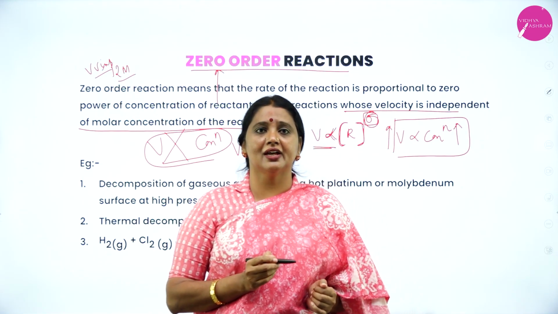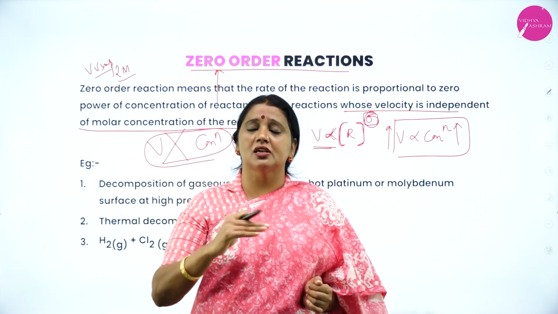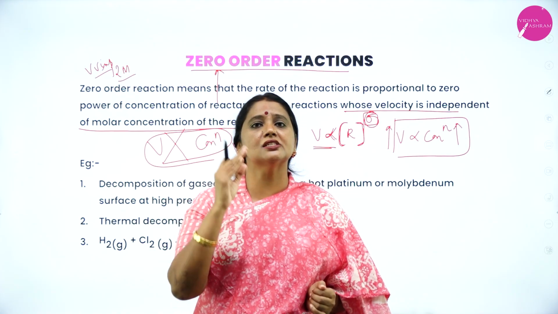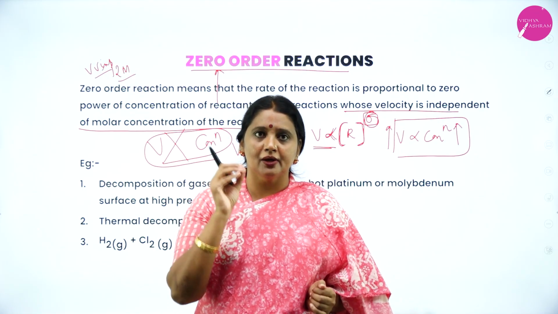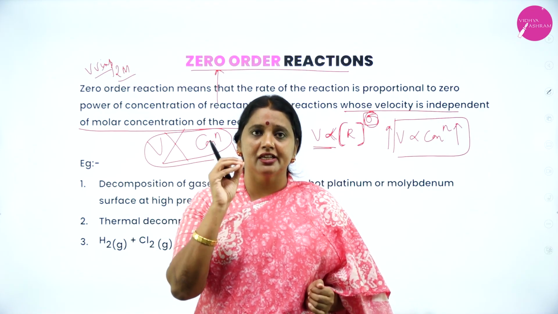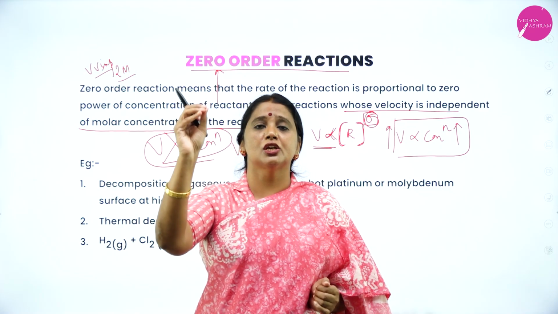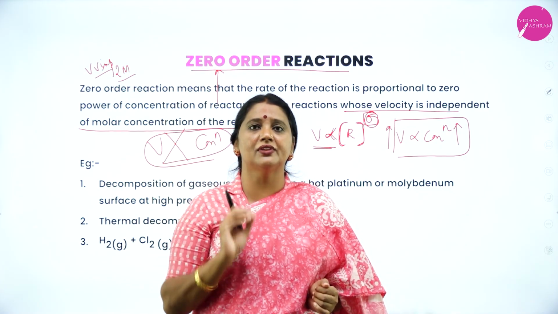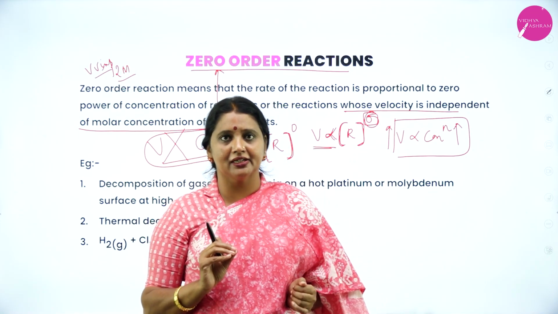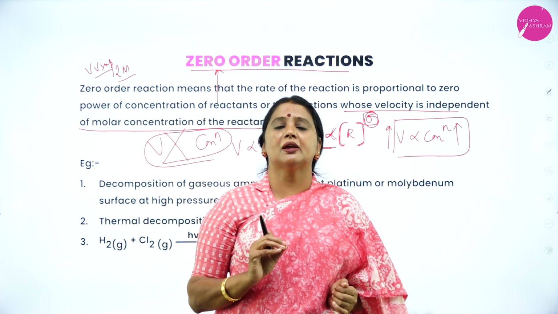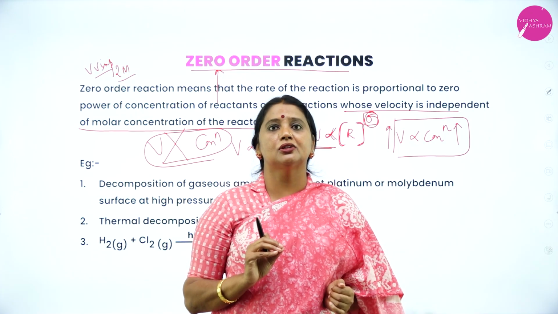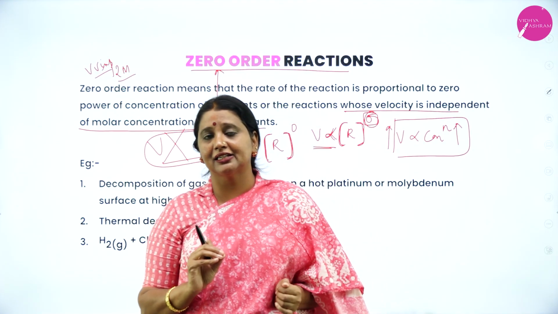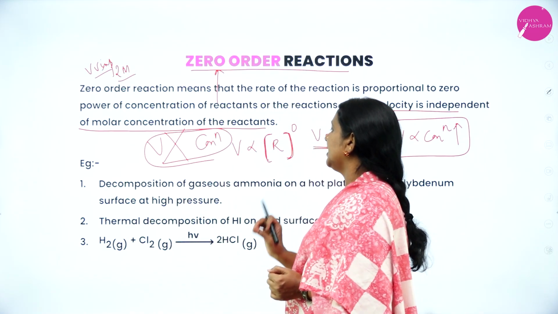Such reactions are called as what? Zero order reactions. My dear students, zero order reaction can be defined in how many ways? Two ways. One is, the velocity of a chemical reaction is directly proportional to zero power of the molar concentration of the reactant, or the velocity of a chemical reaction is independent of the molar concentration of the reactant.